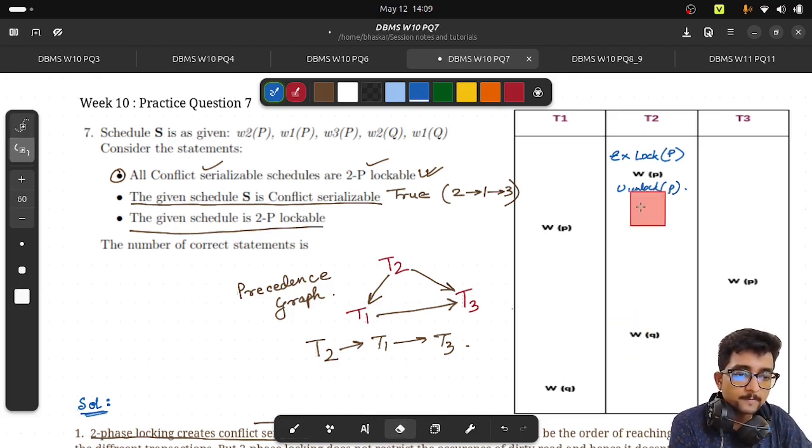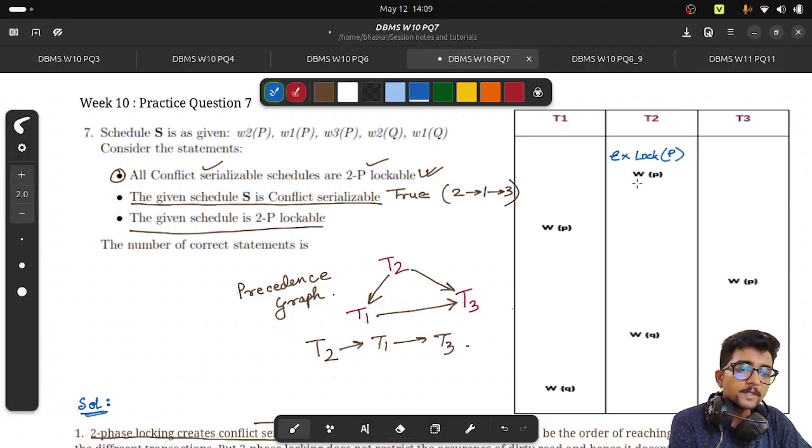So what will we do? If I do not unlock P, if I just keep it as it is and proceed further.